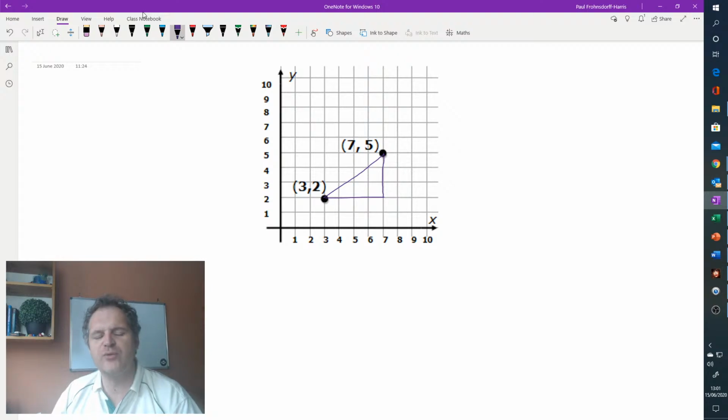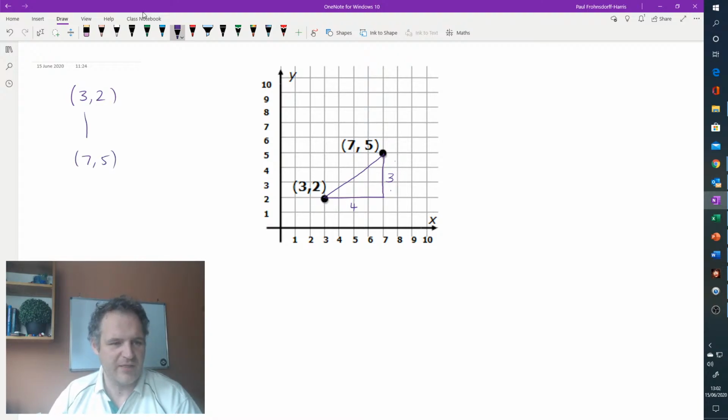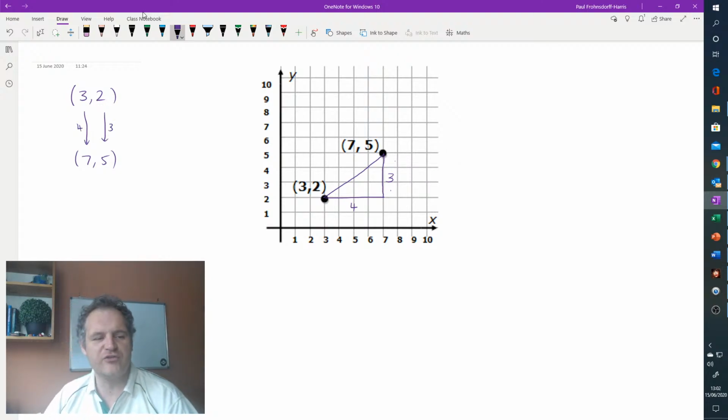And there's two ways we can do this. We can either count the squares, 1, 2, 3, 1, 2, 3, 4, or if you just do it without the grid, hopefully it's clear to see that the distance between these has changed by 4 and that has changed by 3. When finding the distance, it does not matter whether they've gone up or down or left or right.